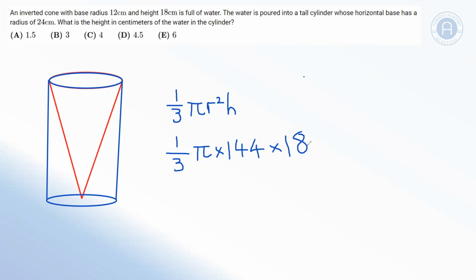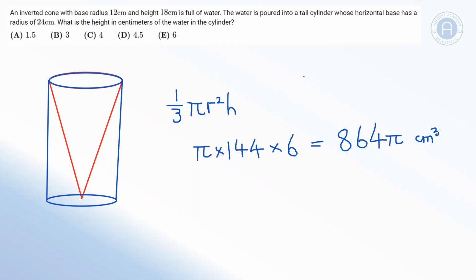We can cancel that 1/3 and the 18 quickly. That's what I do, and turn that into 6, just because we can divide by 3 very easily, and those multiply together to give me 864 pi. So the volume of our cone is 864 pi centimeters cubed.